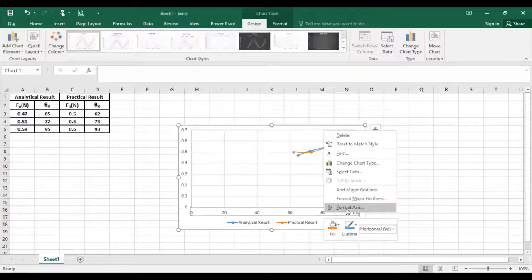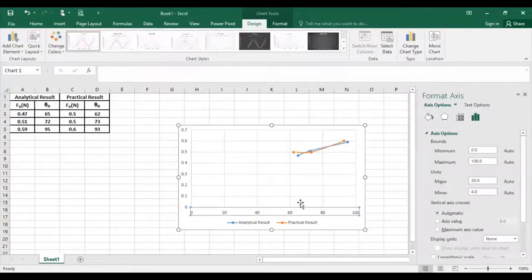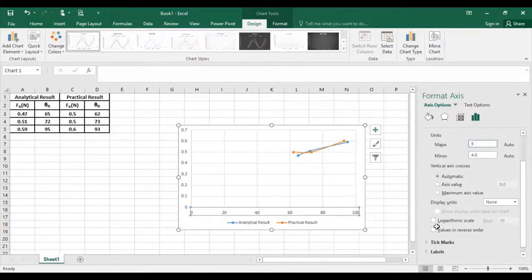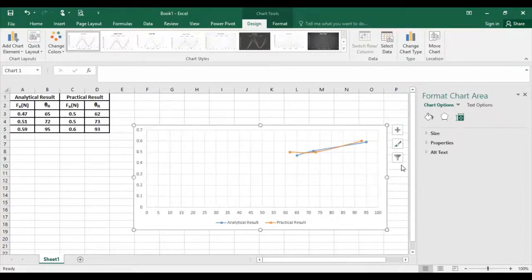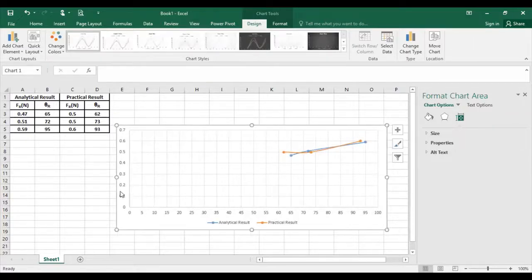Now I'm going to select the x-axis because it has major differences of 20. So I'm taking 5 as the major unit. So it's done. This will be the graph, and it is showing that your analytical and practical values are very near to each other.